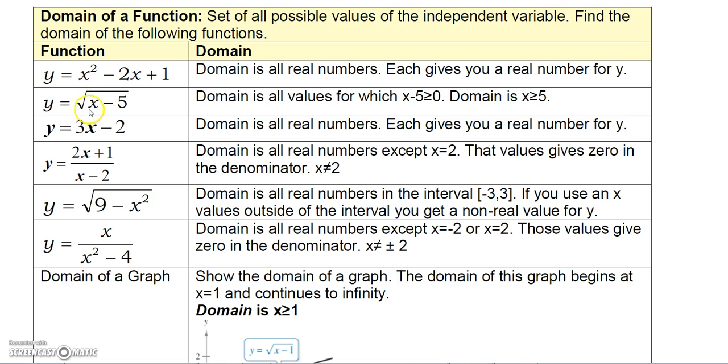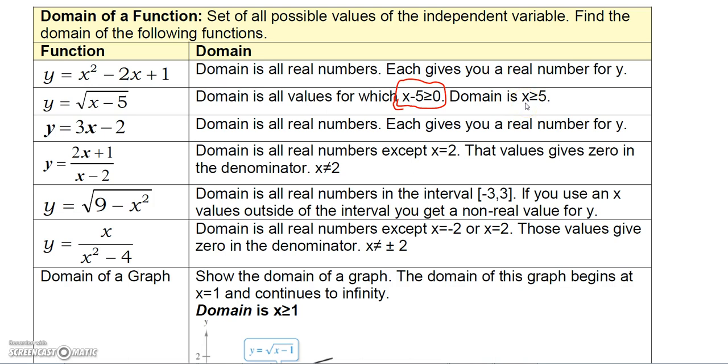But for this function, since it's a square root, and you know that the square root of a negative number is not real, what you have to do is make sure that what's in the square root is greater than or equal to 0. So you would actually have to solve this inequality to get the domain. If you solve x minus 5 is greater than or equal to 0, you would get the solution x must be greater than or equal to 5.